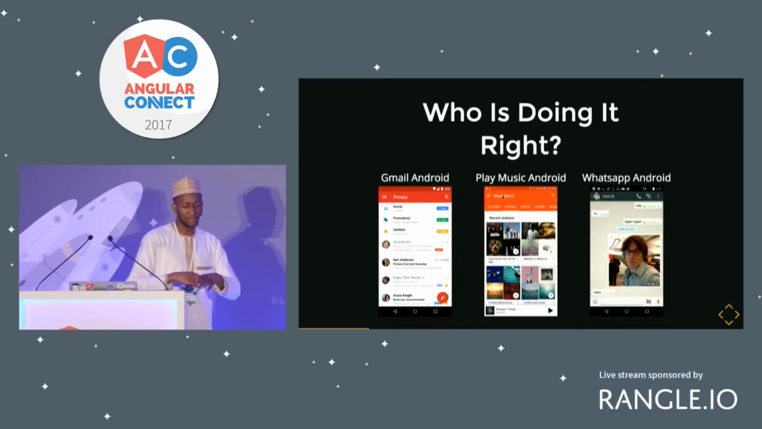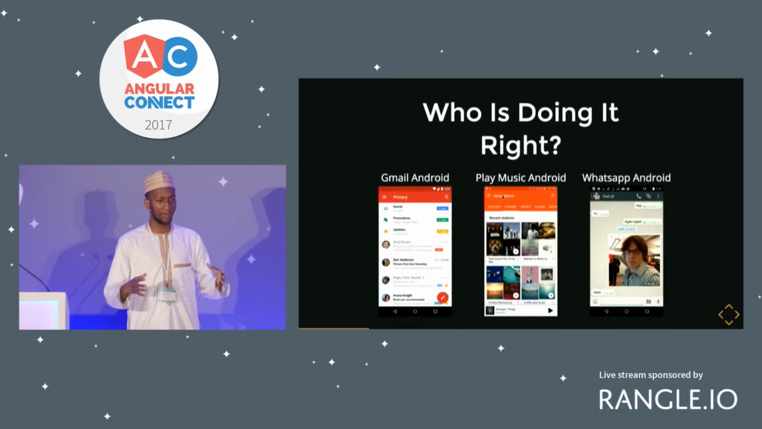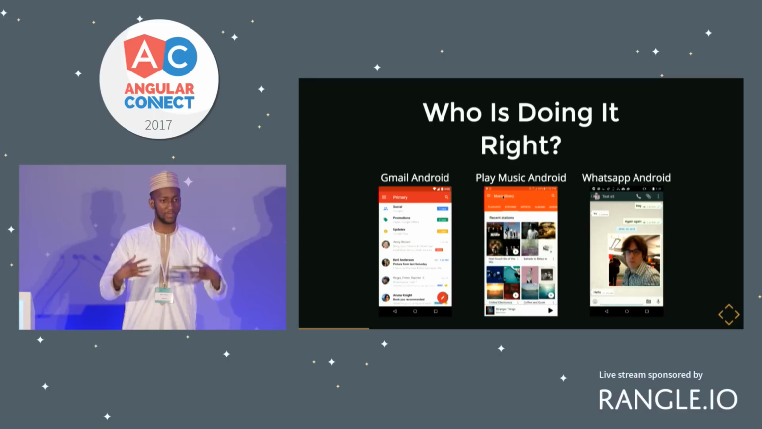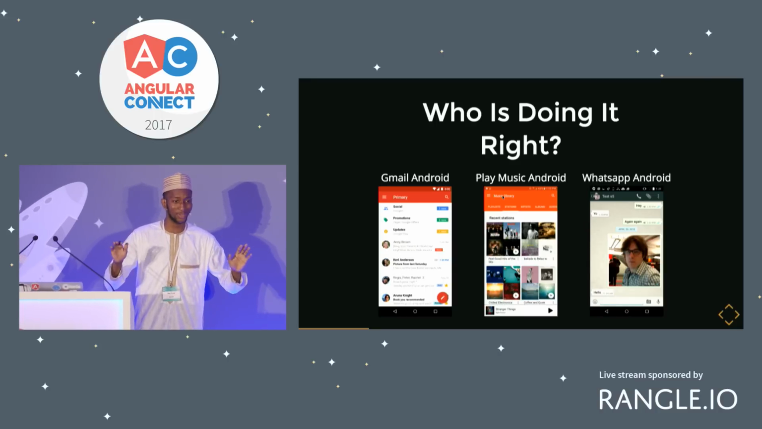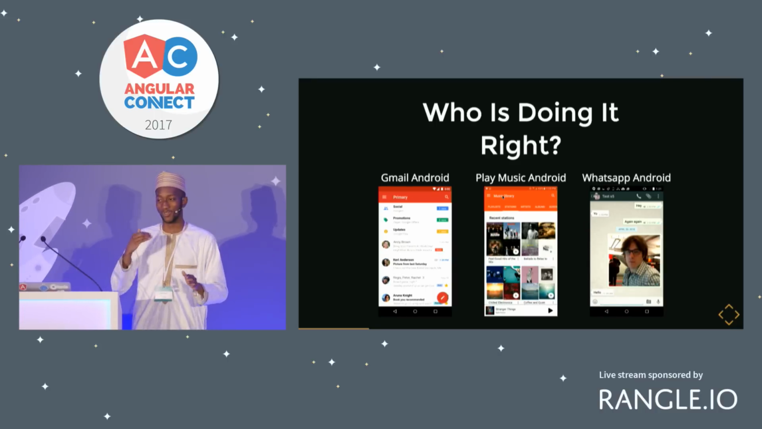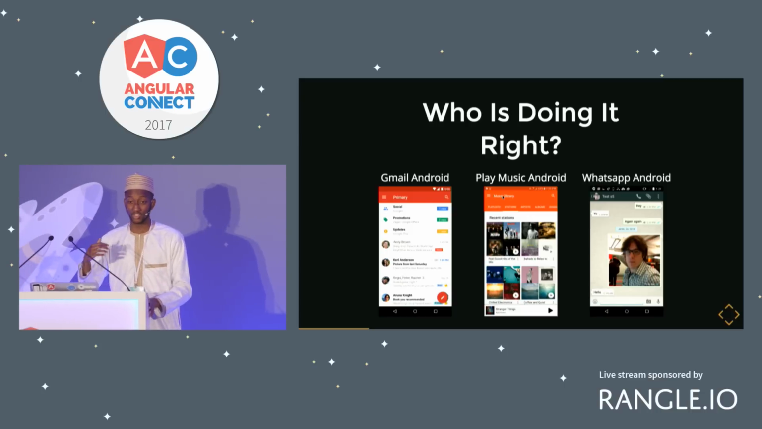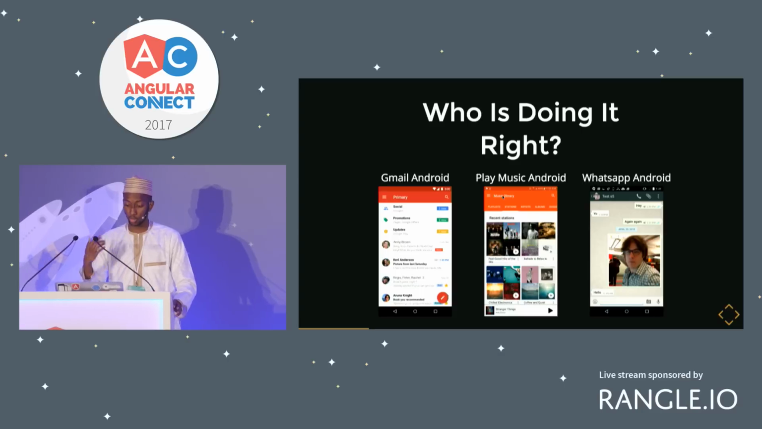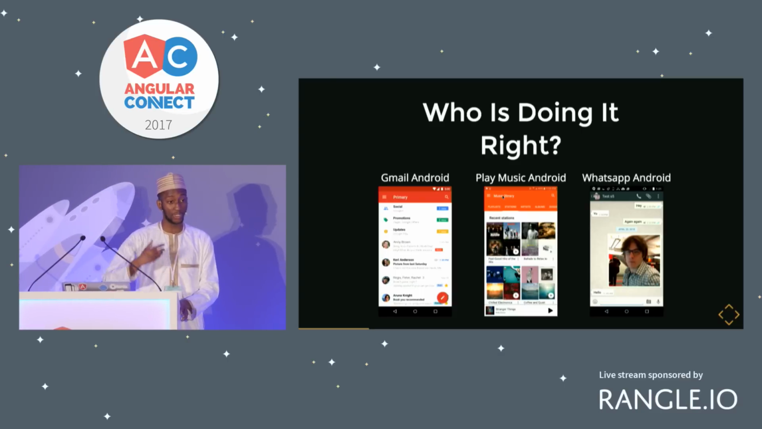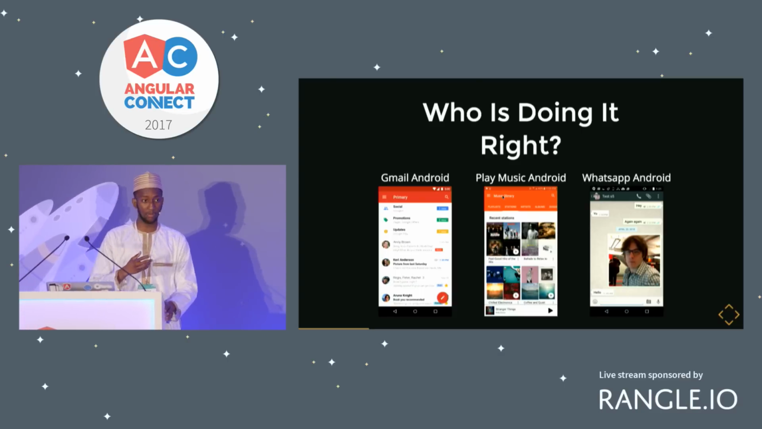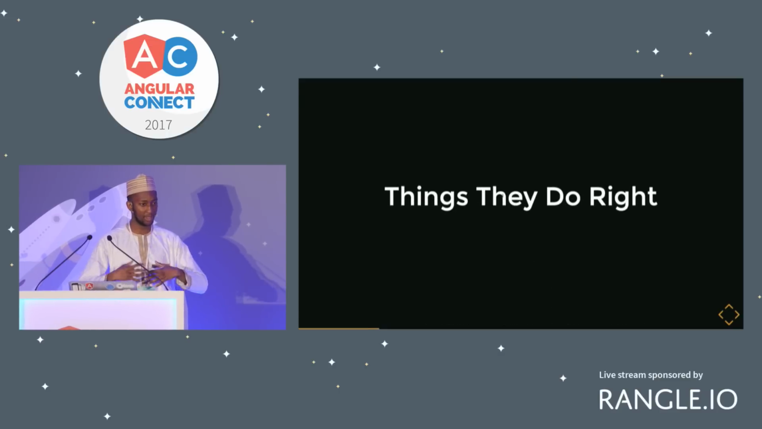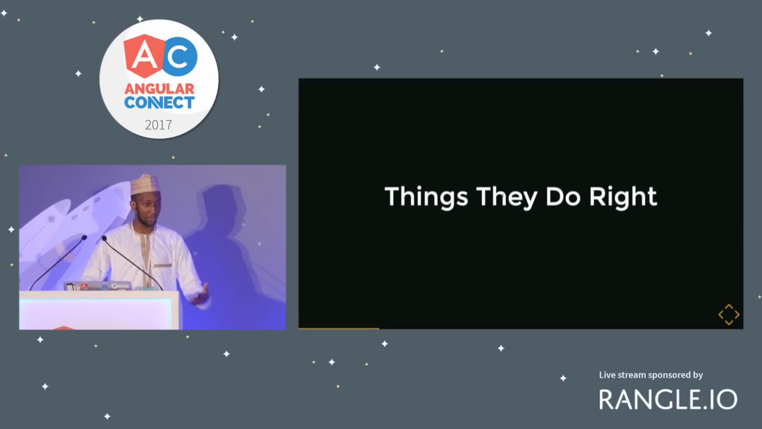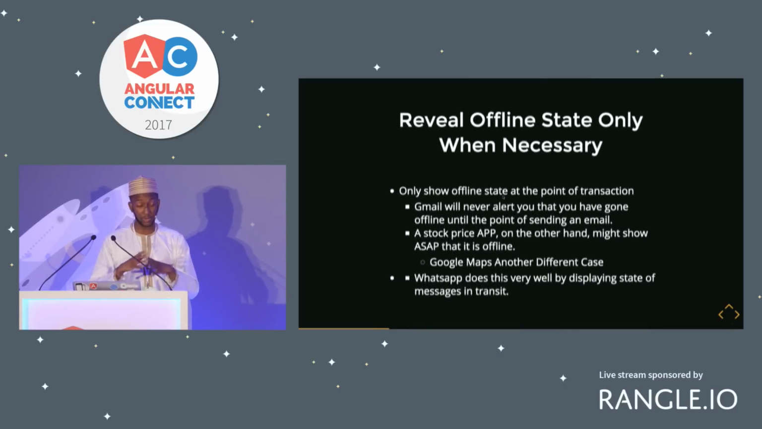So in the app ecosystem, who is actually doing offline right? I'll be very honest with you, and trust me, this is not a promotional thing, but Google tends to do offline pretty well. Things like Gmail, Android, Google Play Music, and WhatsApp as well. They do offline really well. But why would I say that? How did I get there? What are the things they do very well? I spent some time using all of those applications.